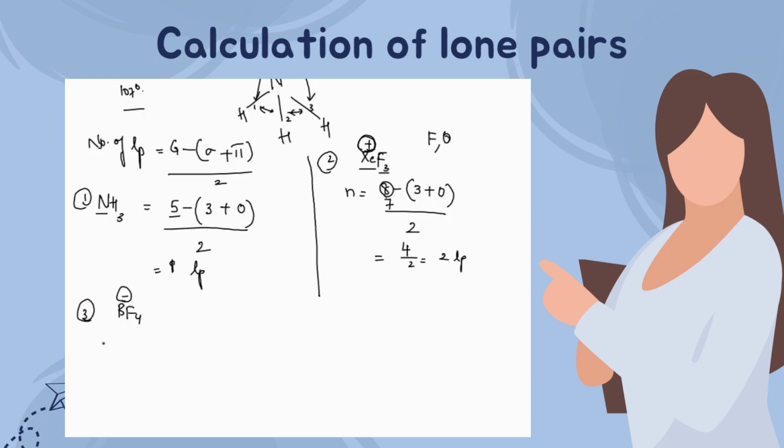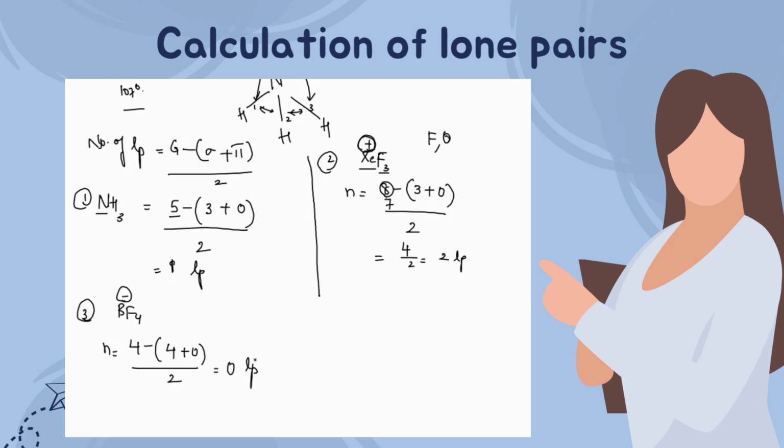the central atom is boron. Number of lone pairs is equal to boron's group number, which is 3. But here, since there is a negative charge on the molecule, you need to add 1. So 3 plus 1 will be 4. Now from that number you need to remove the number of bond pairs. The number of sigma bonds is equal to 4, and you find no pi bonds, so 0 by 2. So 4 minus 4 is 0. So you get 0 lone pairs. That means boron has no lone pairs on the central atom. This way you can calculate the lone pairs in any given molecule.